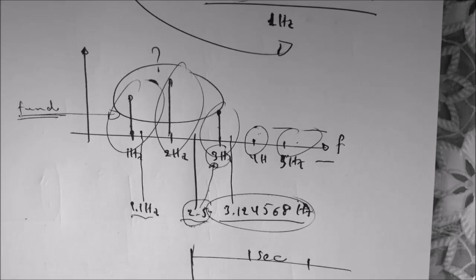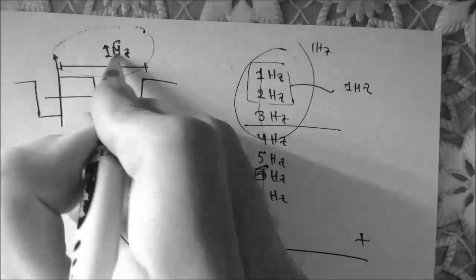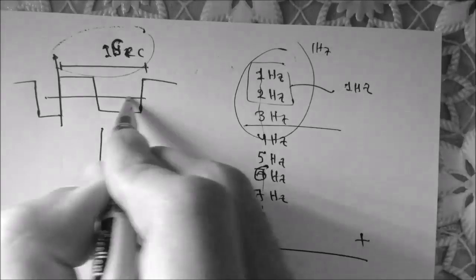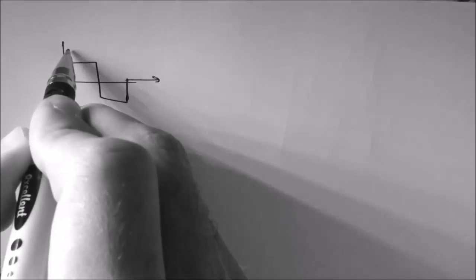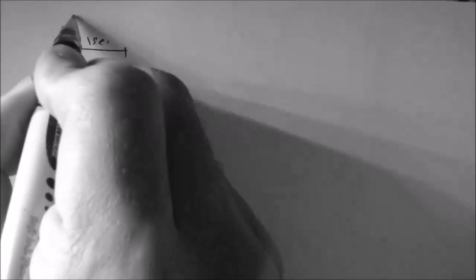So we have the signal having a duration of 1 second. Sorry, this is 1 second, not 1 hertz, since this is the time axis. So to summarize, we'll say that this signal, a square wave that has a duration of 1 second, or a frequency of 1 hertz, let's just call it f of t.